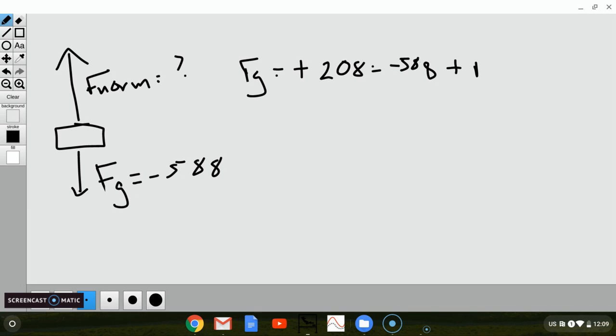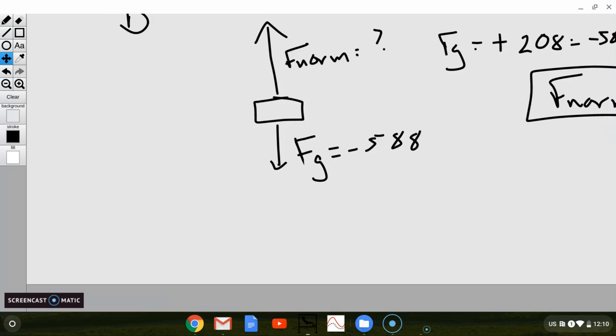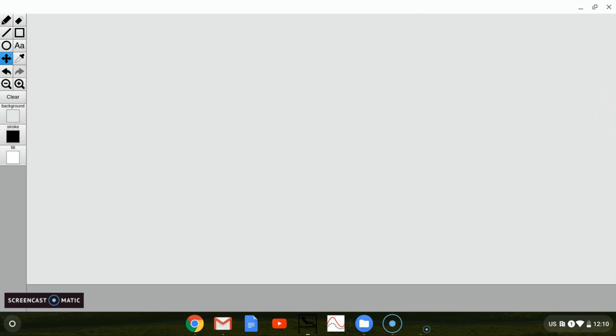588 plus the normal. And so if we just solve for F norm, we get 208.796 is our normal force at the bottom of the circle. So there's number 3. Again, not too difficult there. Pretty straightforward.